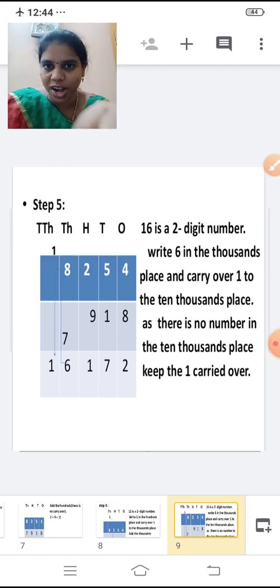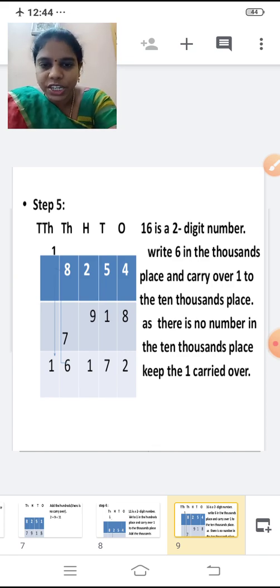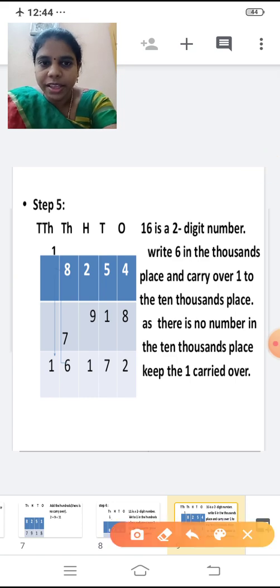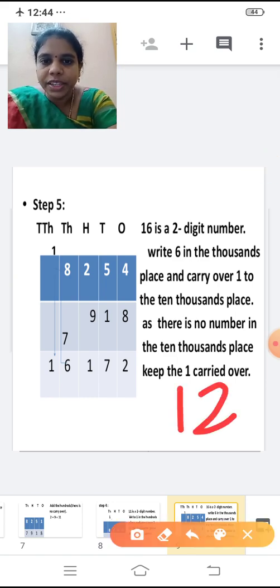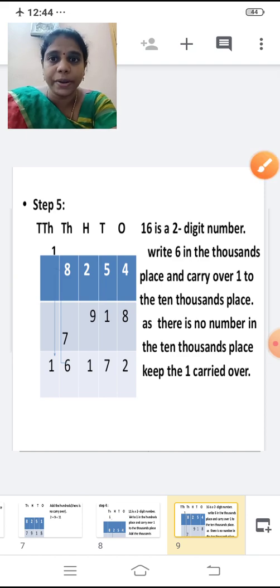First we have to add the ones place. Then if there is any carry forward, if that is a 2-digit number, so what do you have to do? So if it is a 2-digit number, say 12, you are going to write only 2 here. That 1 will be carried forward to the next place, that means tens place, like that. So if it is a 2-digit number, the second number we are going to carry forward to the next place.